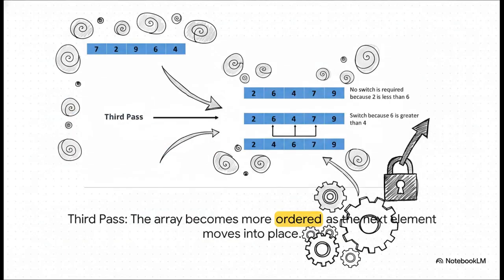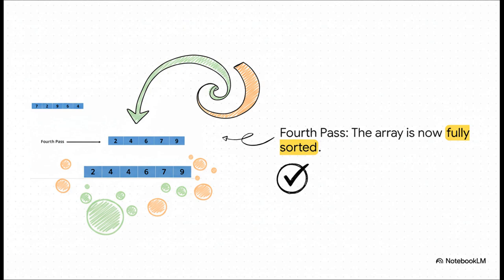Let's keep this going. Pass number 3. We look at 2 and 6. All good, no swap. Then 6 and 4. Yep, those need to swap. And that's it for this pass. The number 6 is now locked in. Each time we do this, the pass gets a little shorter, a little simpler, as more and more numbers find their final home. And boom, our array is sorted. 2, 4, 6, 7, 9.